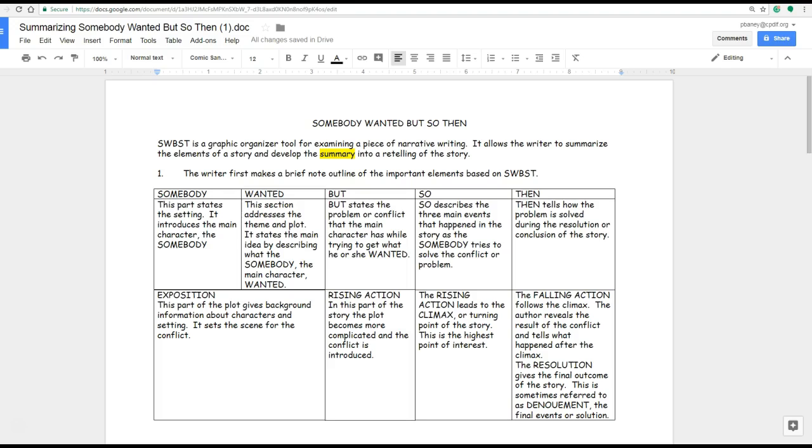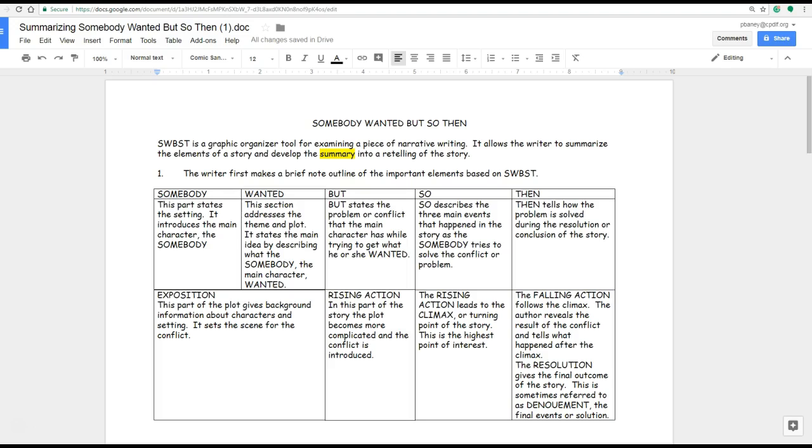But what I do want to talk about is to follow through with the SWBST, which is somebody wanted, but so then. We talked about that last week when it comes to summarizing the elements of a story. Anytime we are doing this, we have a somebody. This is part of the setting. It introduces the main character. It's who the story is about. Next is wanted. This section addresses the theme or the plot. It states the main idea describing what somebody, the main character, wanted.